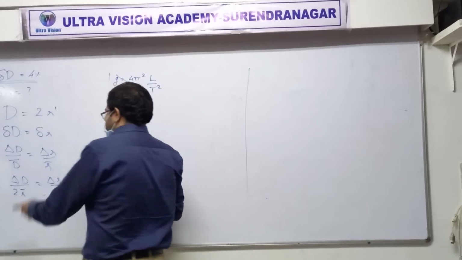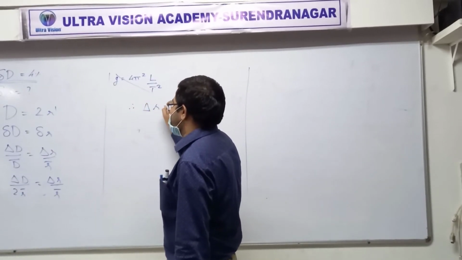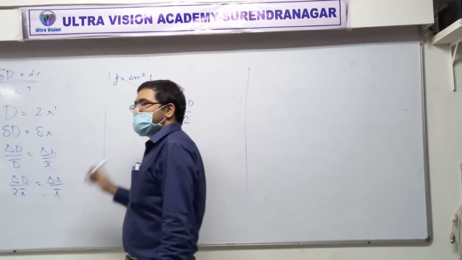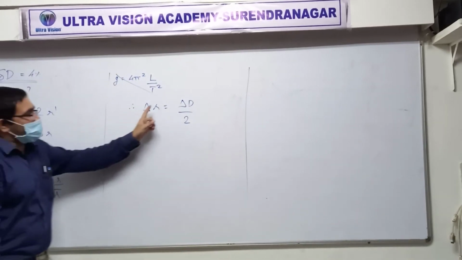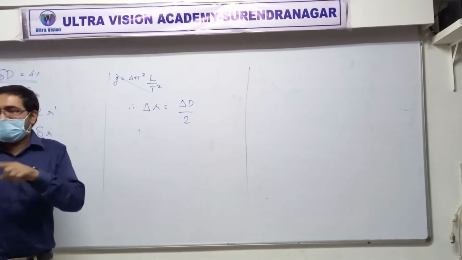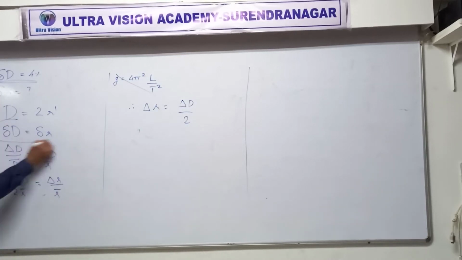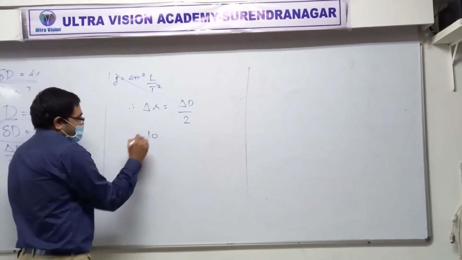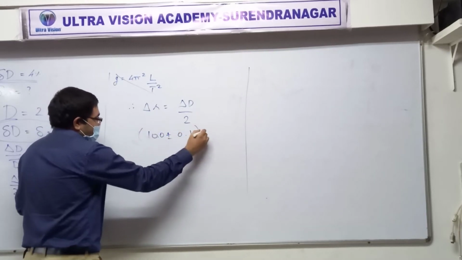Okay. Then what cancels here? R bar cancels. So that's why delta R will be equal to delta D divided by 2. Okay. So what is this telling you? If we talk about absolute error, then the error will be half in radius compared to diameter. But if we talk about percentage error, then the error will be same in percentage. Let me just give you an example. Suppose we measure diameter as 10.0 plus or minus 0.1 centimeter.